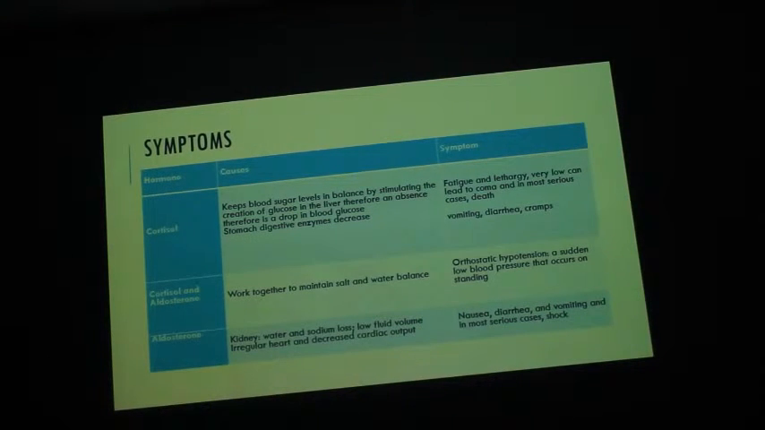The symptoms of Addison's disease are as follows. For the hormone cortisol, it usually keeps blood sugar levels in balance by stimulating the creation of glucose in the liver, and therefore an absence is a drop in glucose. Also, it is in charge of the stomach digestive enzymes. The symptoms of a lack of cortisol are fatigue and lethargy, and in very low cases can lead to coma, and in the most serious cases, death.